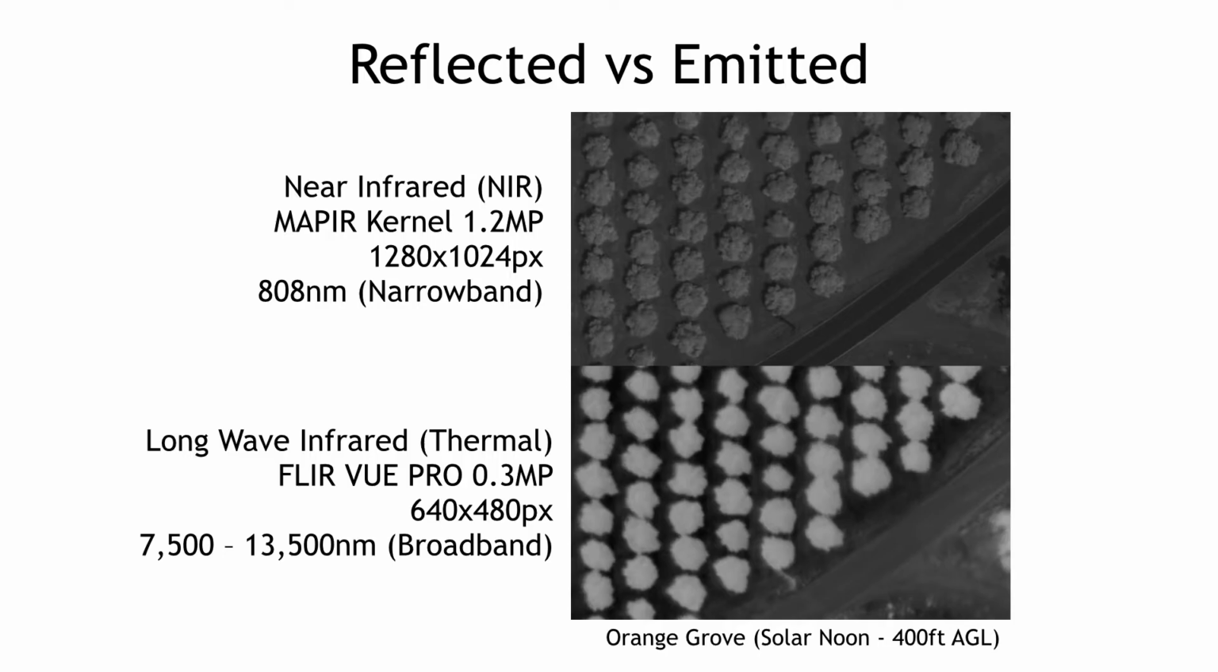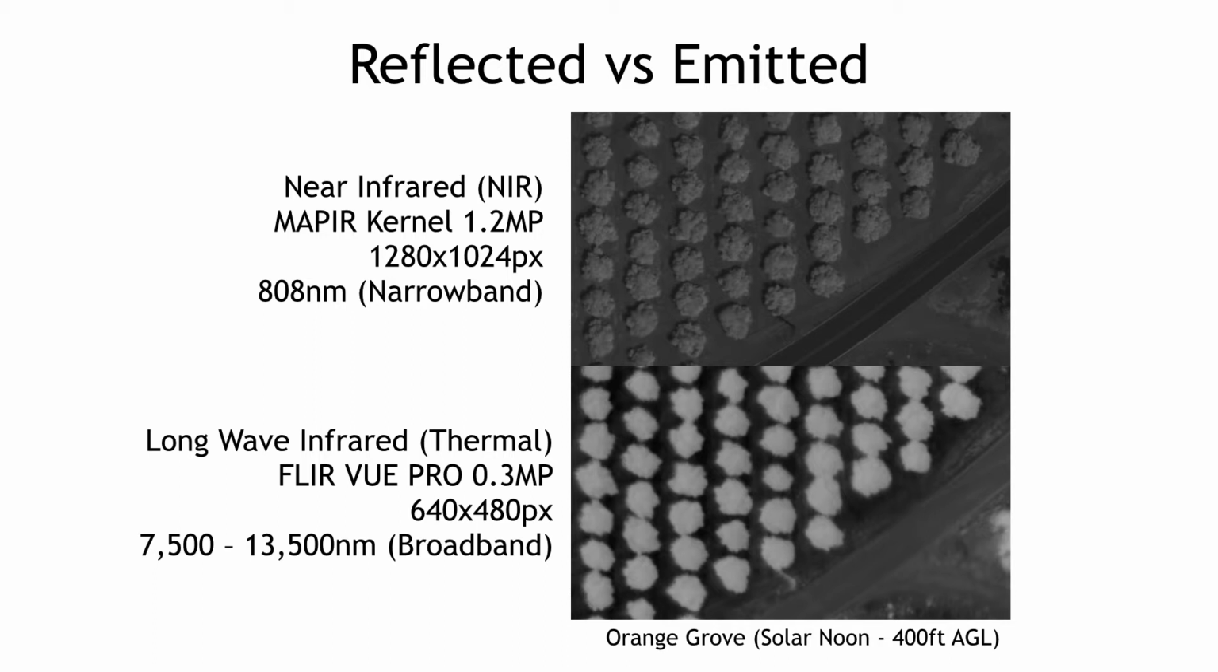Okay, real quick. So, getting back to reflected versus emitted. This is an orange grove near the Wild Animal Park. And so this is basically a mono camera with a very narrow band 808 nanometer filter.